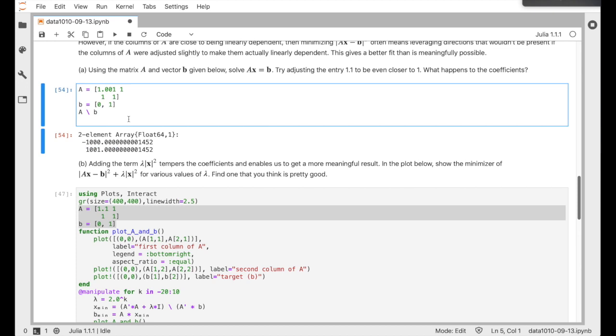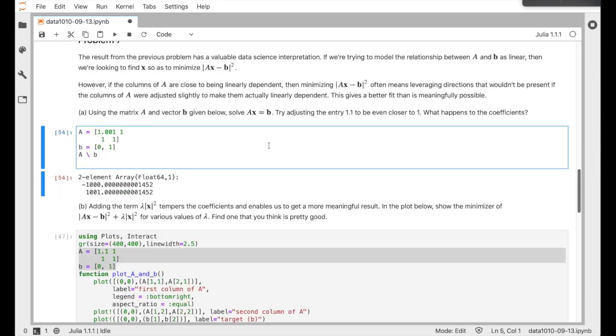And in data science situations, this sort of business is just not ever going to be helpful. The idea is that the columns of A represent features for some number of observations, and you're trying to combine those features to match some response variable B. And if the model is telling you that you should use negative 1,000 of one column and 1,001 of the other column, that means that it's leveraging the difference between those two columns in order to try to match the response variable. And that's never going to be meaningful because your precision on your numbers is not that high.